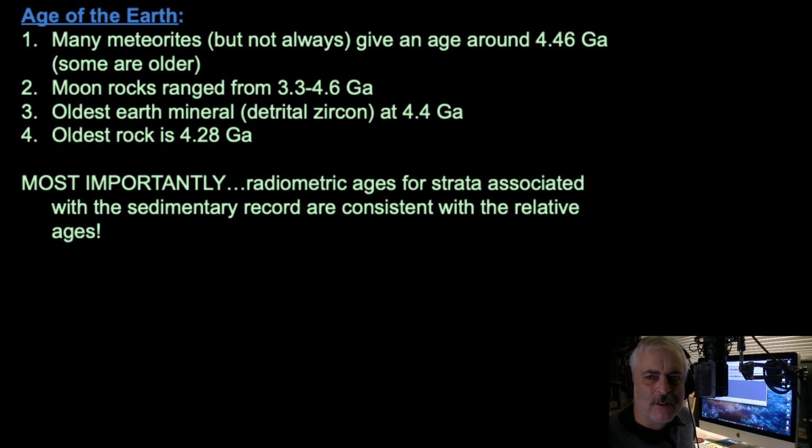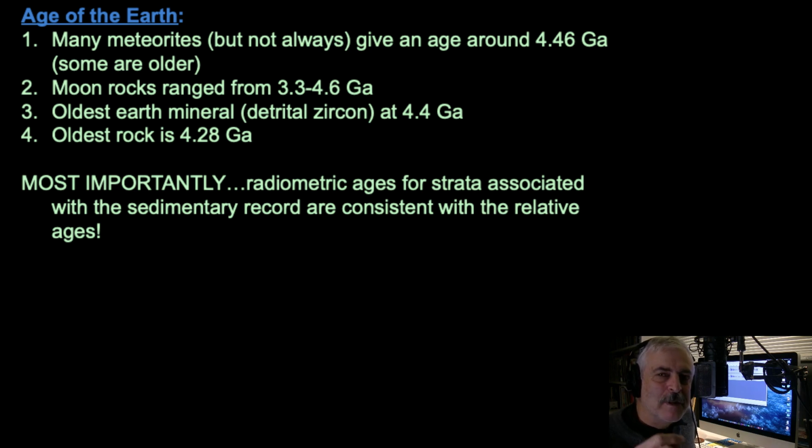So why doesn't it go back to 4.56? If the oldest moon rocks are pretty close to that, 3.3 to 4.6. In fact, the moon rocks also have meteorites there. The meteorites have struck the moon, as you're probably well aware of, right? You can see the craters on the moon. By all rights, Earth should look like that, right? But it doesn't.